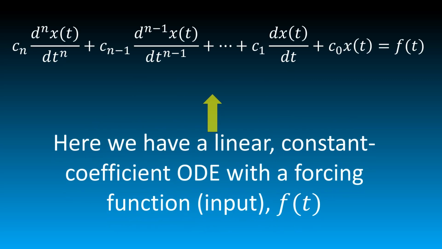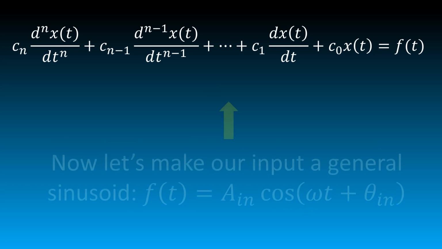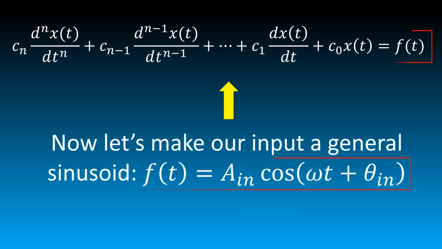Here we begin with a general constant coefficient linear ordinary differential equation with inputs f of t and outputs x of t. Now, when we're talking about phasors, we will only be interested in solving ODEs in which the input is a sinusoidal function. So here we have a general sinusoidal function, A_n, which is the amplitude, times cosine of omega t plus theta_n, which is the phase shift, and omega is the angular frequency.